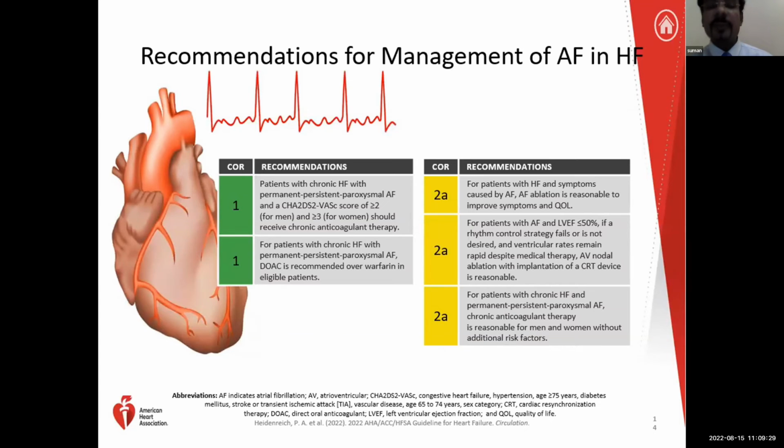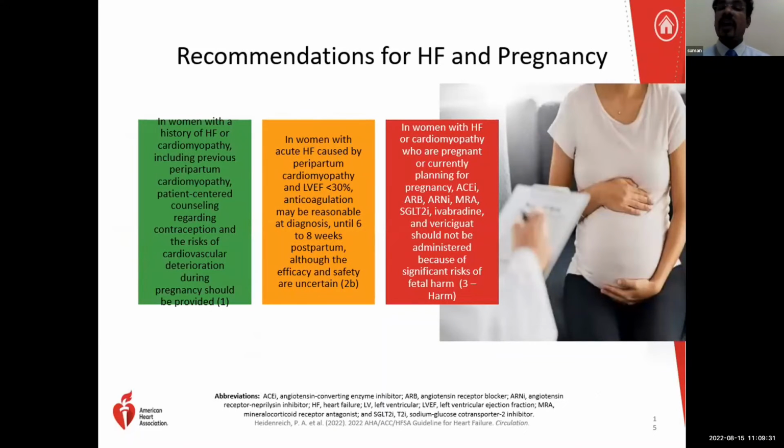The recommendation for heart failure in pregnancy: in women with a history of heart failure or cardiomyopathy, including previous peripartum cardiomyopathy, counseling not to get pregnant again is important, because recurrence is there and the mortality of peripartum cardiomyopathy is very high. And in women with acute heart failure caused by peripartum cardiomyopathy, that is ejection fraction less than 30%, anticoagulation may be reasonable at diagnosis until 6 to 8 weeks postpartum.